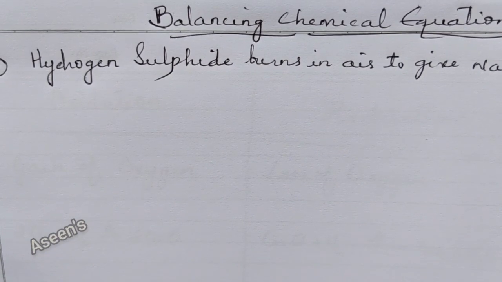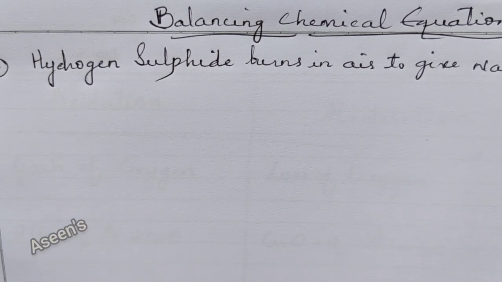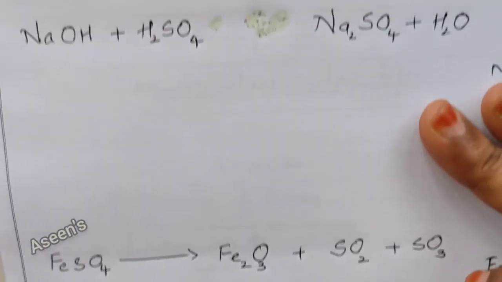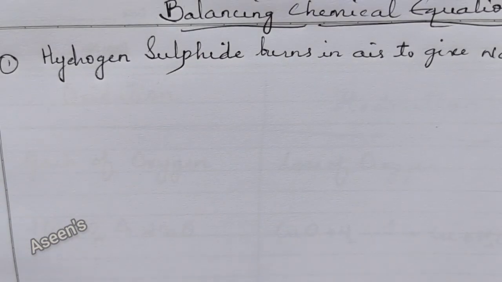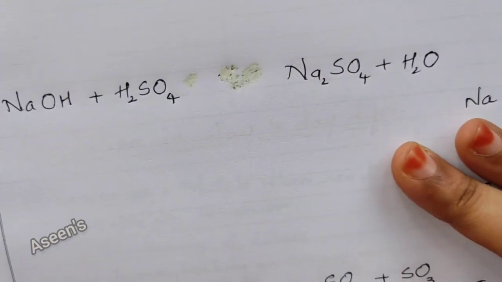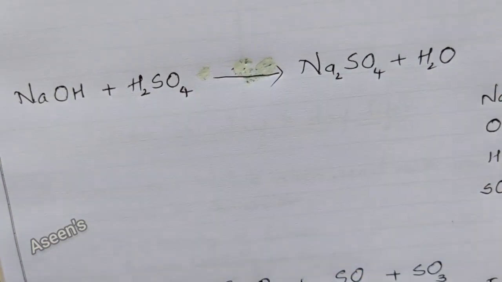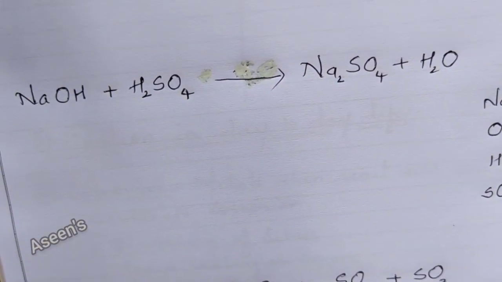In today's video, we are going to learn to balance chemical equations. So let's get started. I have taken three illustrations, three examples to make things easier. We are going to get started one by one, starting with the simpler ones and then going to the difficult ones.